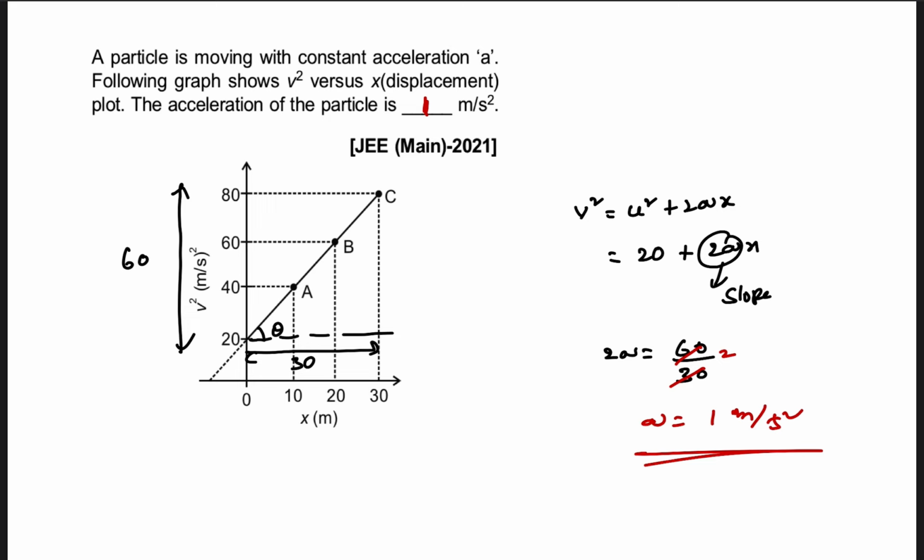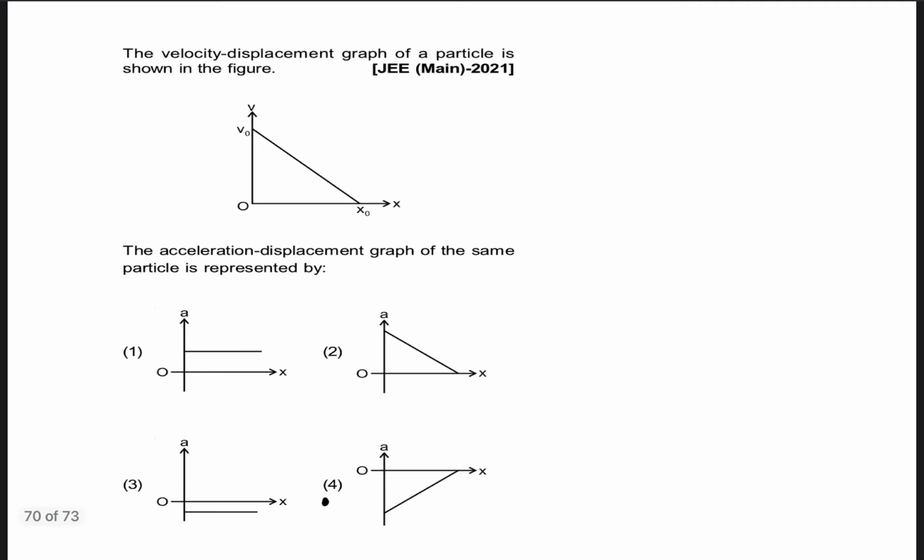Okay, v square and x graph. First you should find the relation between the given quantities. Then we can work out the kind of graph. See here, next question.